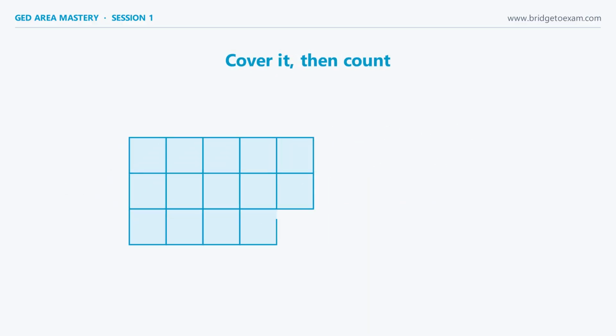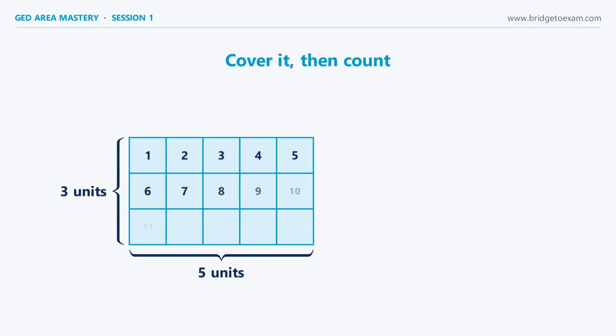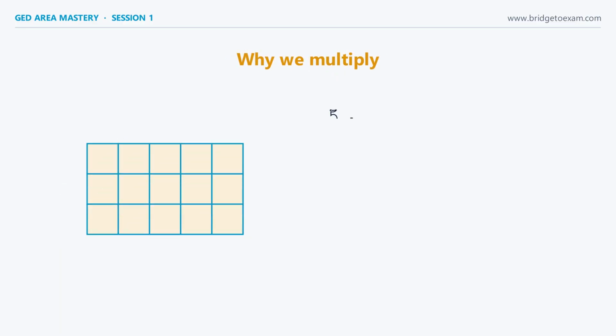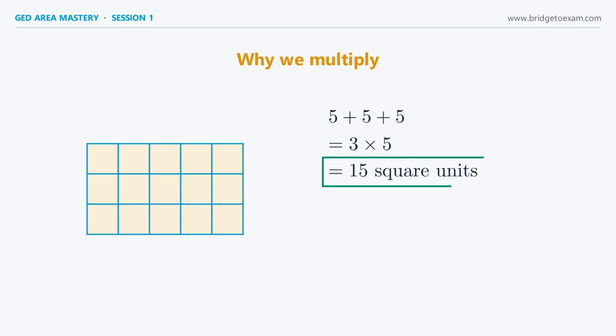So let's measure a real rectangle by covering it. This one is 5 units across and 3 units down. We could count every square one at a time, all the way to 15. That works, but it's slow, and on a time test, slow is expensive. So look at the structure instead. There are 3 rows, and each row holds exactly 5 squares. And that is a multiplication. 5 plus 5 plus 5 is 3 times 5, which gives 15 square units.